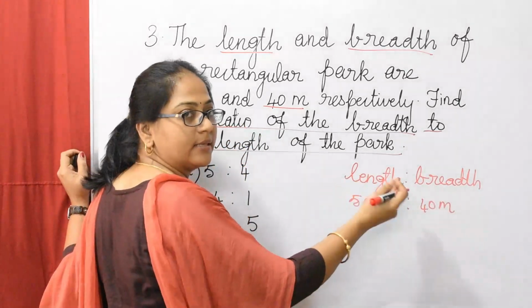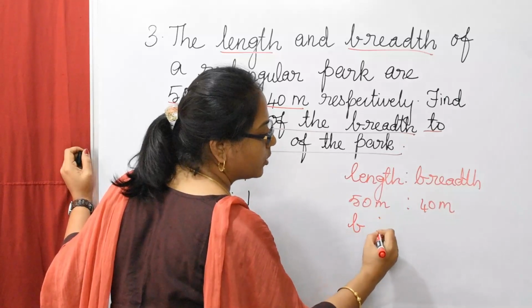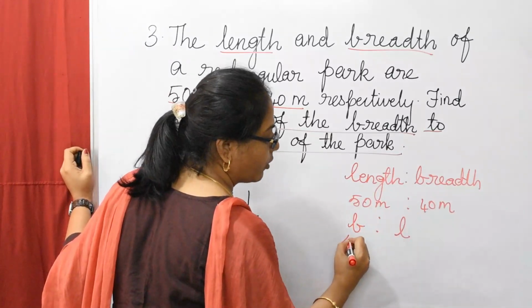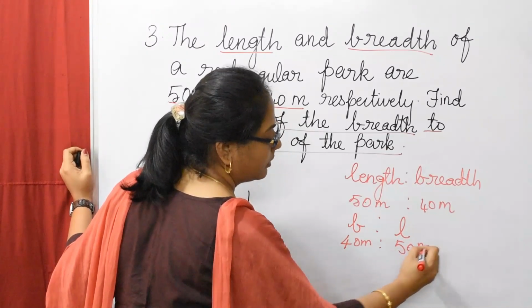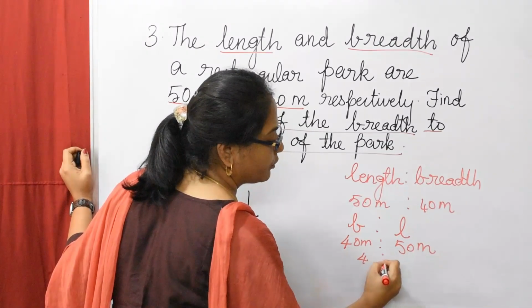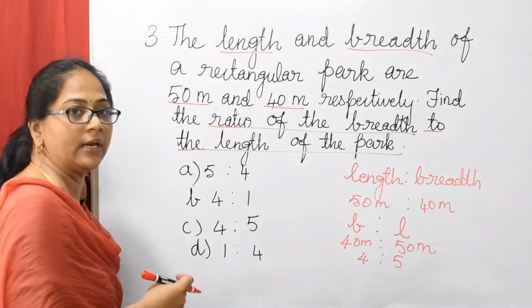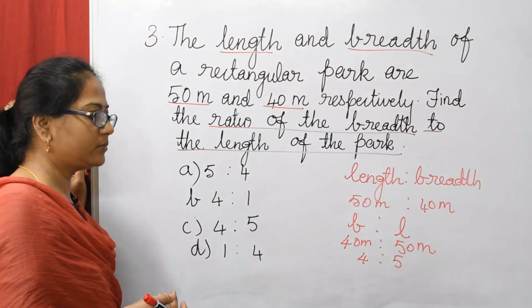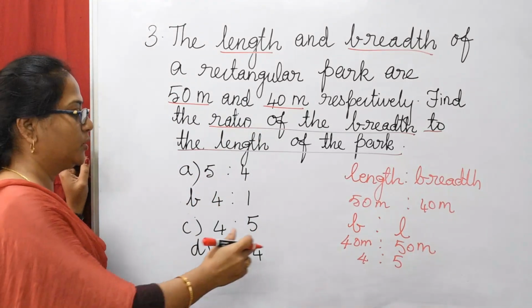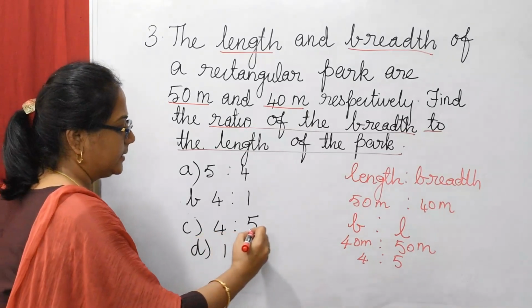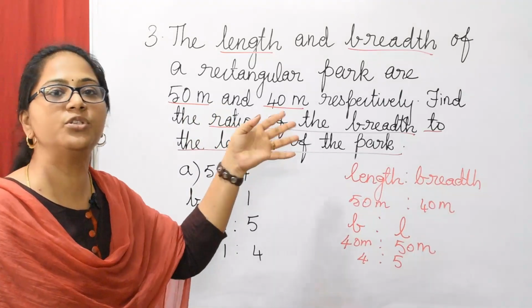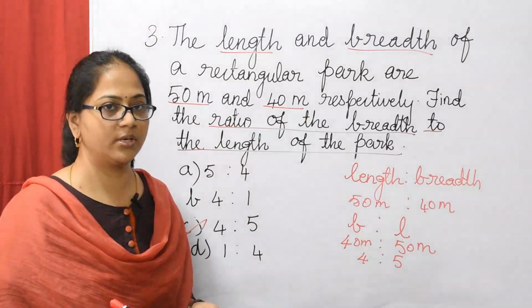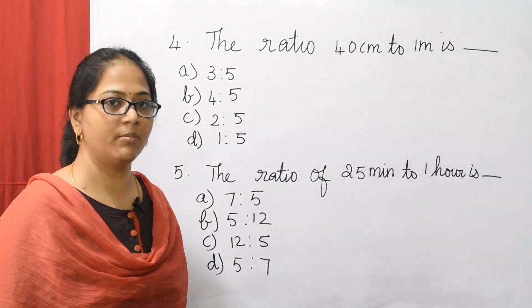So let us change the order. B is to L. So B is equal to 40 meter and length is equal to 50 meter, where it will be 4 is to 5. When you are going to simplify using 10 tables, it will be 4 is to 5. So our answer will be option C. The only twist in this question is that we have to change the order. Understood, students?